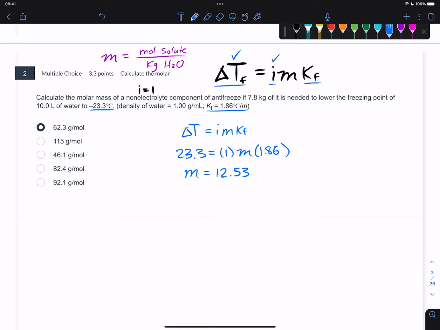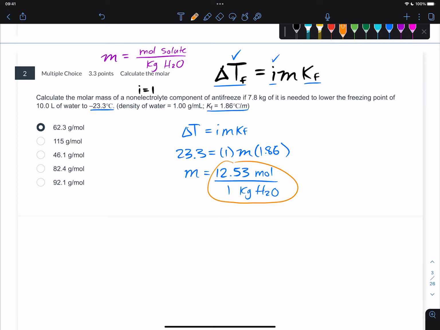12.53, this would be moles. 12.53 moles of whatever the solute is per 1 kilogram of the water that it's dissolved in. This is going to become a conversion factor. So put that in your back pocket. Keep moving with the other stuff.